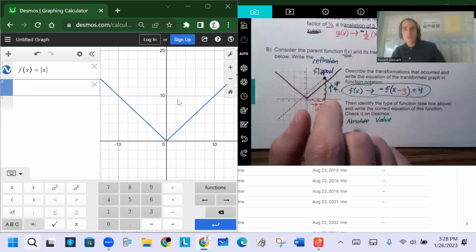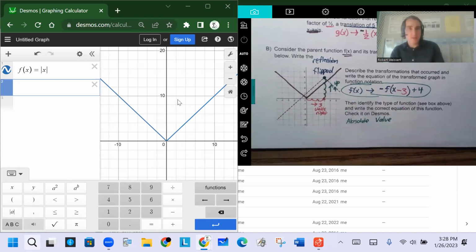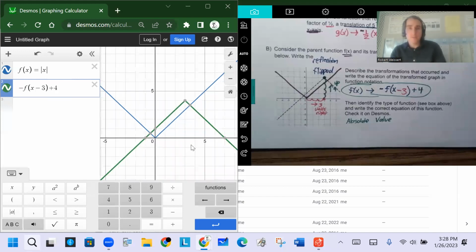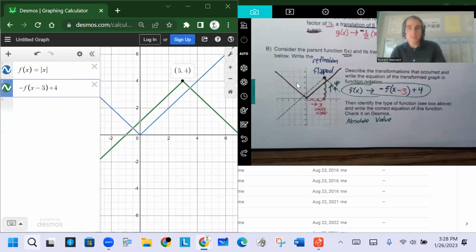Now, if I want to test, does this give me the same thing? Once you've defined f of x, you can say -f parentheses x minus 3. And you can see the negative flipped it. So if I did one thing at a time, -f of x flipped it. And then the -3 is going to take it to the right, close the parentheses. And then if you hit +4, that's going to bring it up. So if I zoom in on that, that's going to be that same point that's right there, okay?